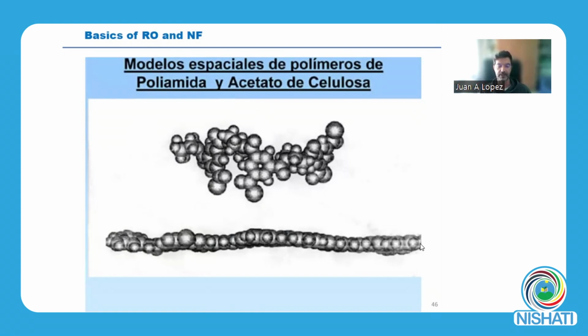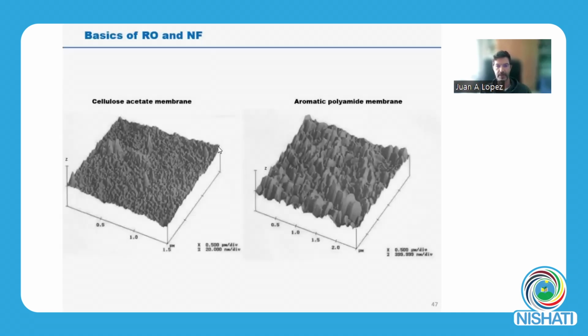This slide is very interesting because you can see that this molecule is almost flat, and this is not flat. And this is very important for the performance. These were old-fashioned membranes because they are almost not used currently. The standard in the industry is the aromatic polyamide membrane, and you can see that it has a peak and valley structure.